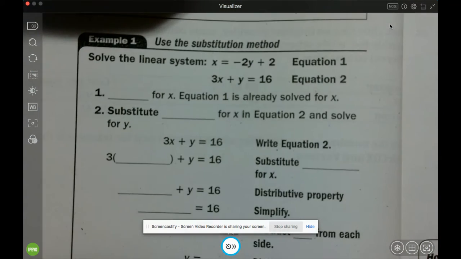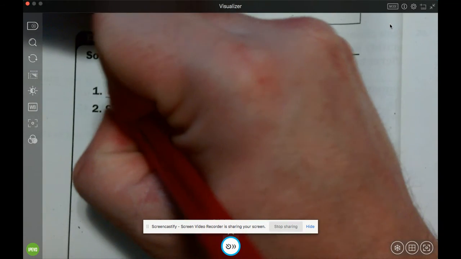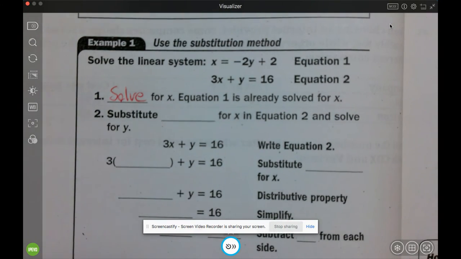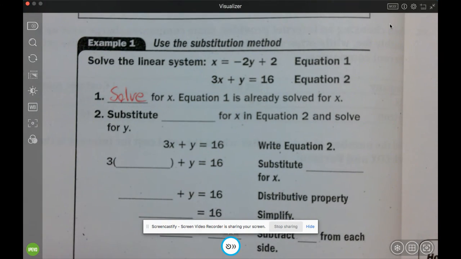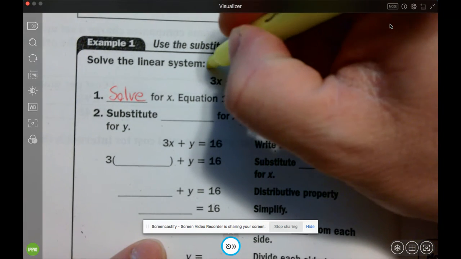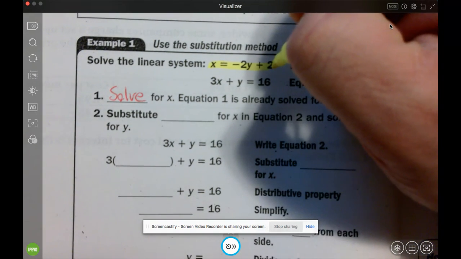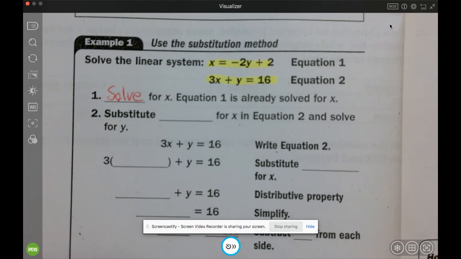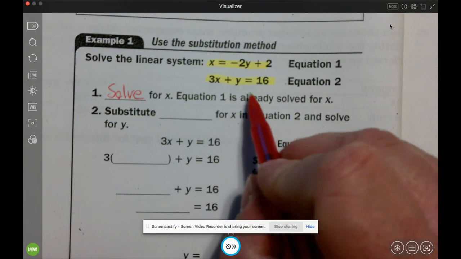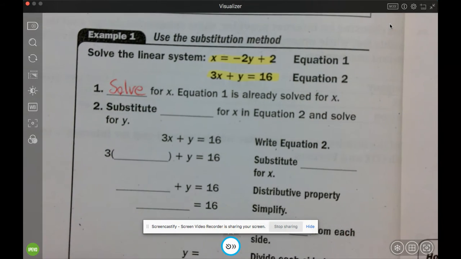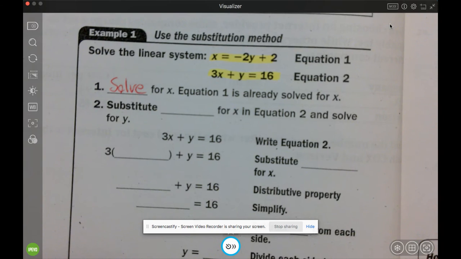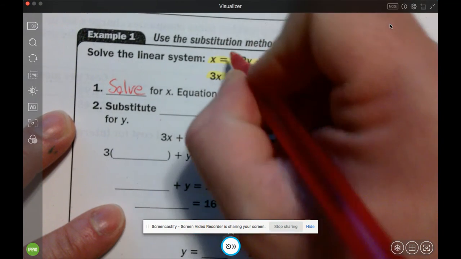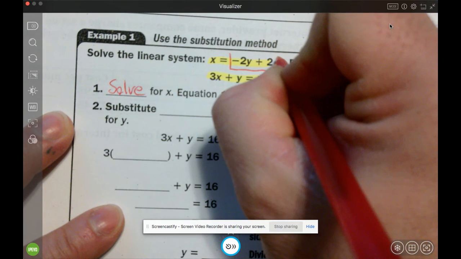So step 1 is to solve for x. If you look, these are the two equations. So you have in the system x equals negative 2y plus 2 and 3x plus y equals 16. It says here solve for x, but equation 1 is already solved for x. So now you're happy and you're good to go. So you're going to substitute this part. I usually like to put it in a box.